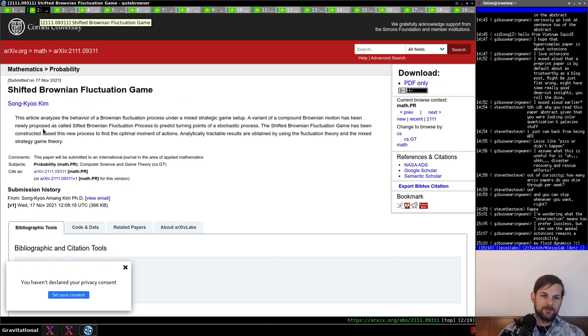Brownian fluctuation game. This article analyzes the behavior of a Brownian fluctuation process under mixed strategic game setup. A variant of compound Brownian motion has been newly proposed, called shifted Brownian fluctuation process, to predict turning points of a stochastic process. The shifted Brownian fluctuation game has been constructed based on this new process to find the optimal moment of actions. Analytically tractable results are obtained by using the fluctuation theory and mixed strategy game theory. Okay, this could be interesting. I'm happy to see it exists.